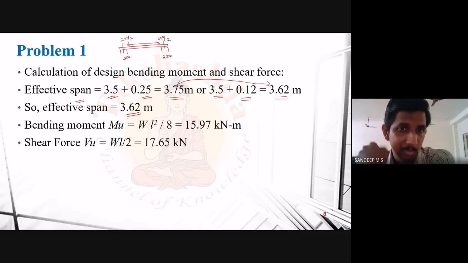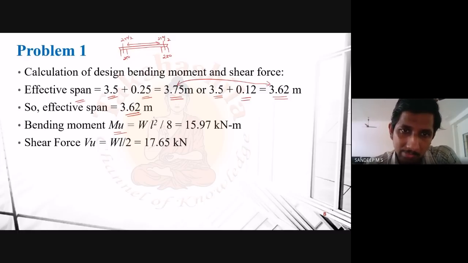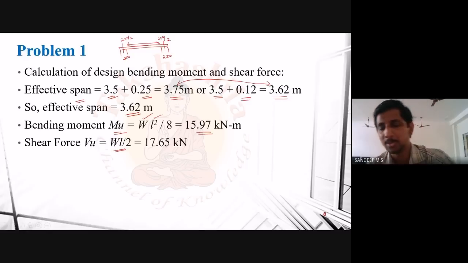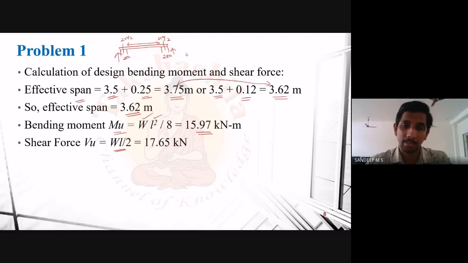Now using this effective span, we have to find out the bending moment. Here the bending moment will be equal to WL square by 8. You already know that. So substitute the corresponding values. This is your effective span. This is the factored load that is actually acting on the structure, and you will get the factored bending moment as 15.97 kilonewton meters. We will also calculate the factored shear force, that is in this case WL by 2. That will be the reaction that is coming at this end. So we have calculated the factored bending moment and factored shear force.